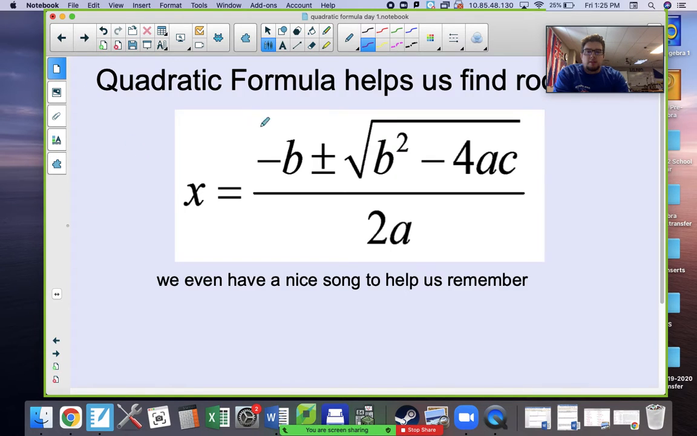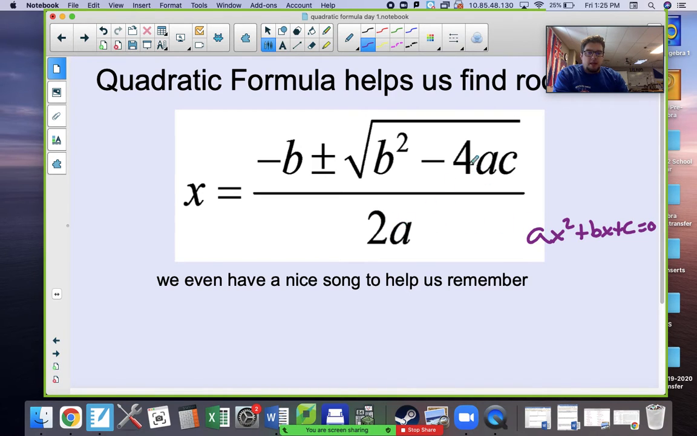The heck is it? There it is. Quadratic formula. It looks pretty intense when you first see it, because you got this x, it's a big fraction, there's a square root, there's this plus or minus sign, a bunch of just letters A, B, and C's. It all stems from standard form of a quadratic, like this.